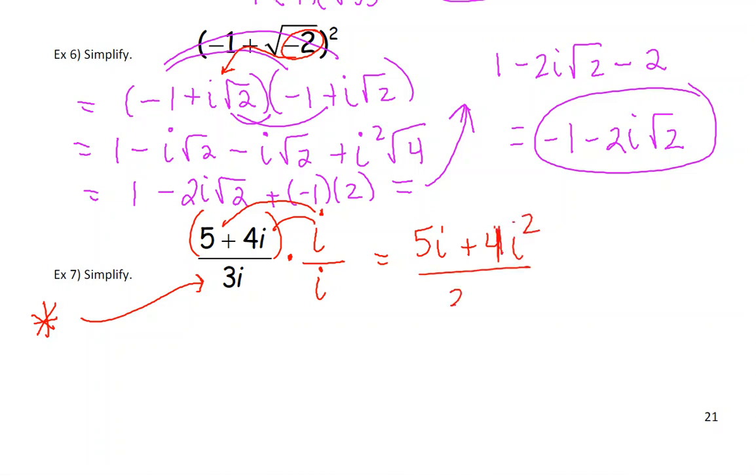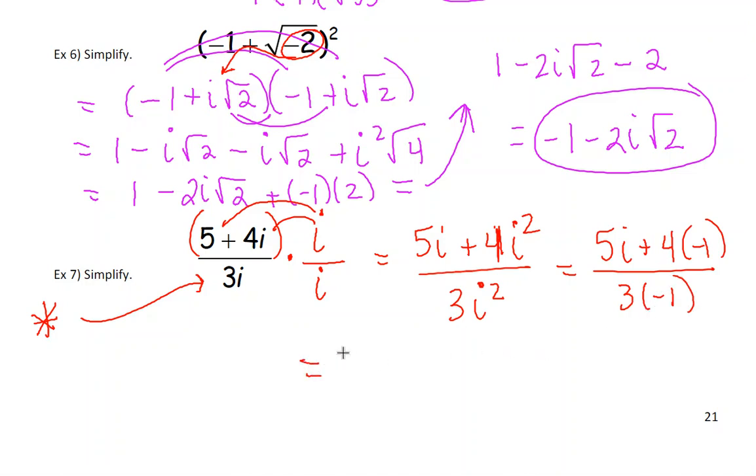all over 3i squared. Now the reason why I didn't use the 3 in the multiplication is because the 3 is fine. The problem is the i. And then what I want to do here is substitute in a -1 every place where I see an i squared, which is there. And then I'm going to simplify 5i minus 4 over -3.